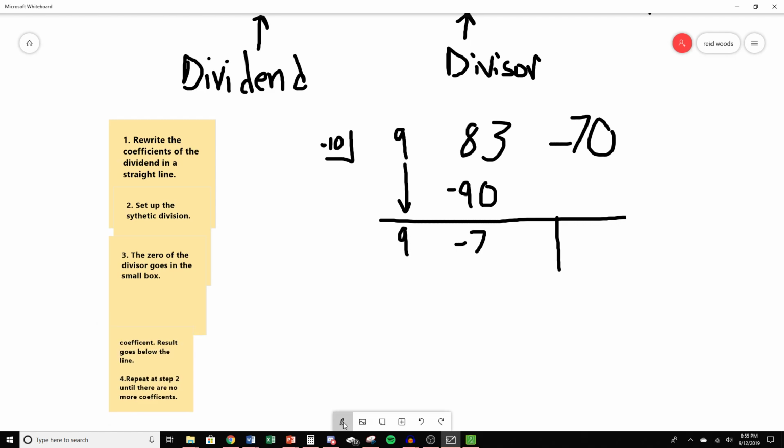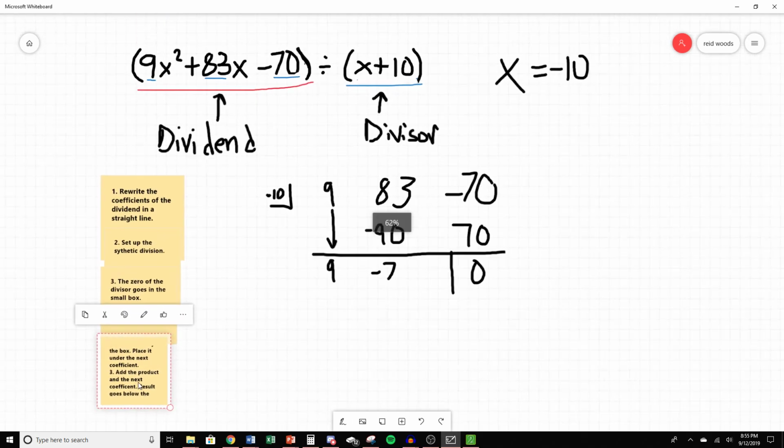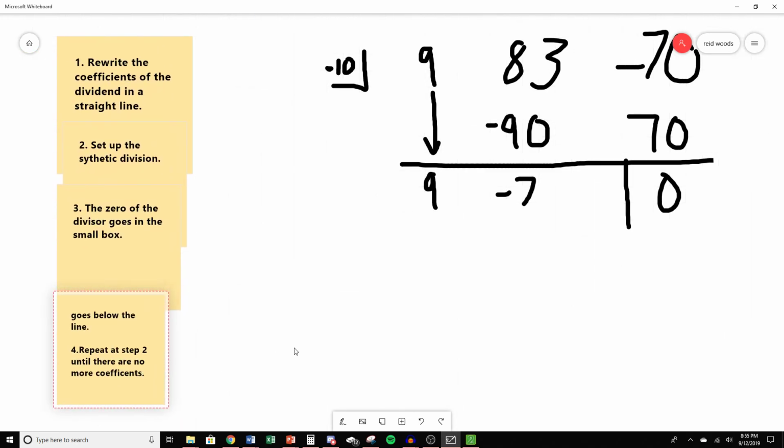Okay. So step 2 says multiply what is below the line by the box, place it in the next coefficient. So negative 7 times negative 10. Well, what is that? That is positive 70. Okay. Then we go to 3. Add the product and the next coefficient. So right here, we go down and we get 0. Okay. All right. And in these directions, until there are no more coefficients. So we have exhausted all our coefficients. So we are done.